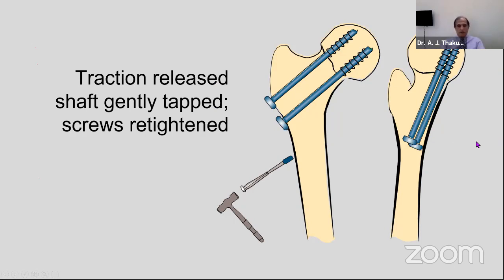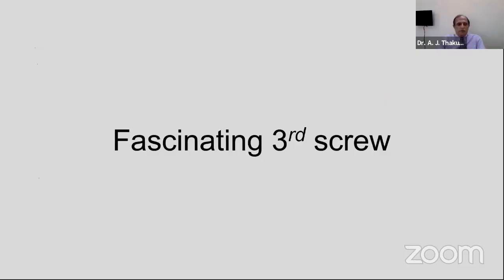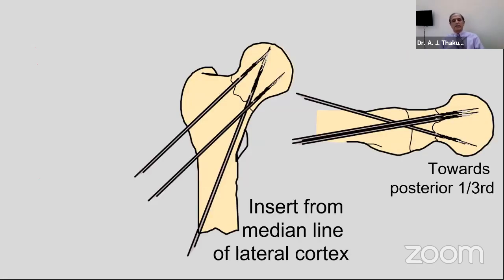Now that we have done that, we pass the third screw, or the third guide wire. Guide wires are passed first. So the third screw is the most interesting one, and we should talk about it. It is inserted in the midline on the lateral cortex.